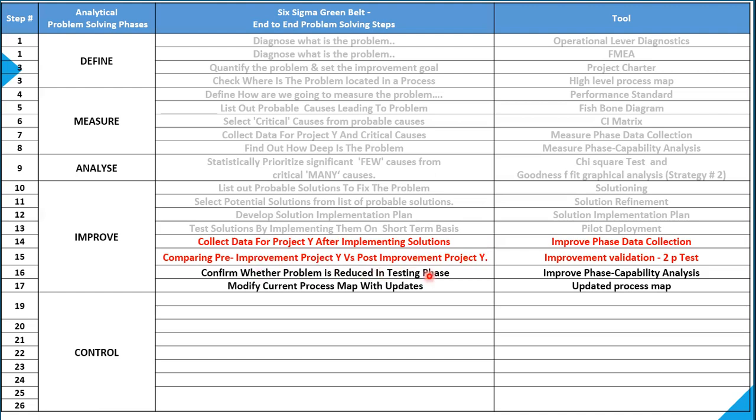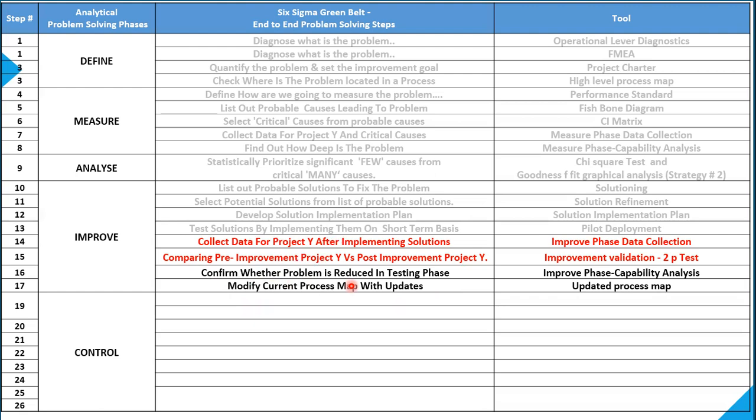We use two proportion tests, right? Where we have compared the proportion of non-compliance of the major phase with that of improved phase. All we need to prove is improved phase proportion of non-compliance is lower than major phase. So we use two proportion test over there. Now we are left with next two steps in the improve phase, and then we'll enter into control phase. All we need to check is confirming whether problem is reduced in testing phase, that is in the improve phase. Again, we are going to use the capability. So we have proven that proportion of NCs has reduced, but in capability terms, where are we standing right now? That we need to check.